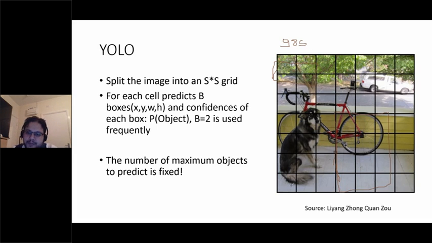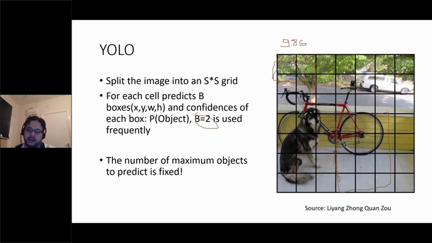So we divide the image, for example. Here we don't say why just 2. No, it's just a number that we pick. B equal to 2 is used frequently, and you can use any number. You can use 1 or 100 if you prefer. So when we choose 2, it means that we have a maximum of 2 objects per cell. But the size of the object can go beyond the cell. It's just the center of the object that is inside the cell.